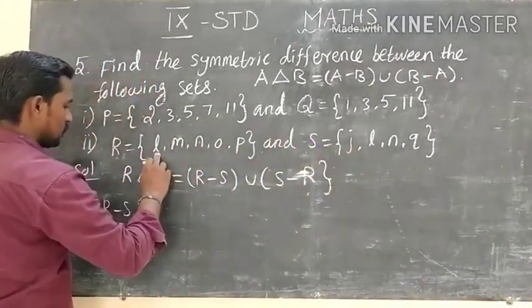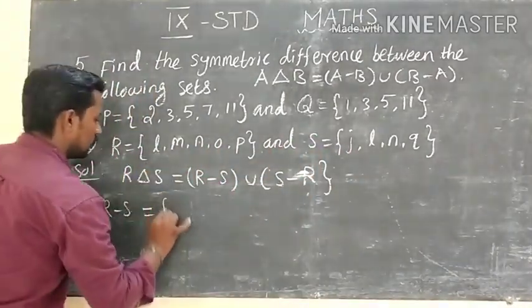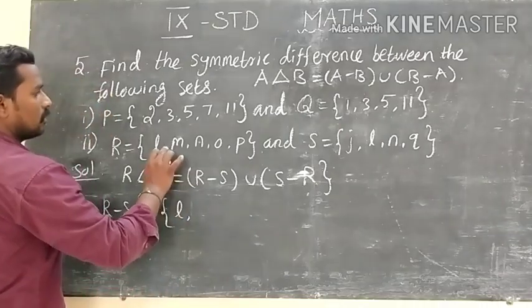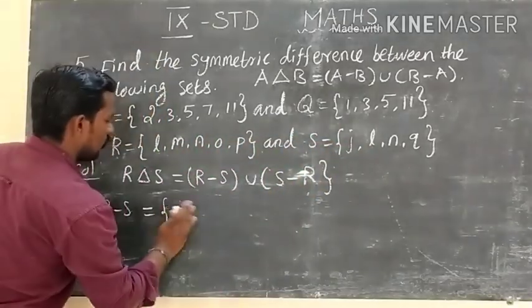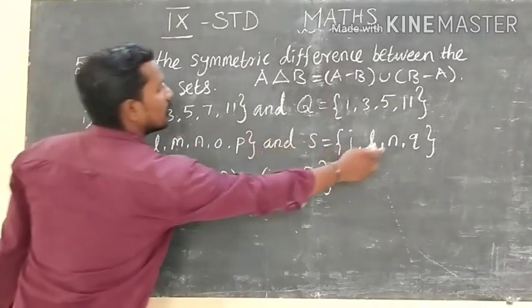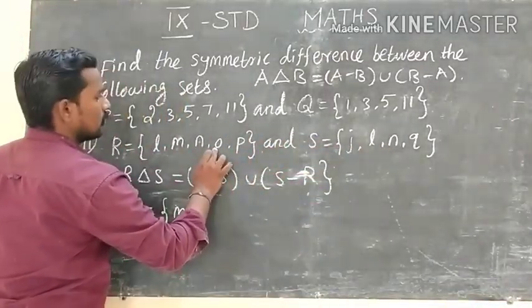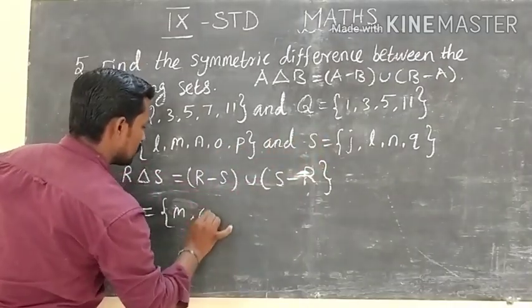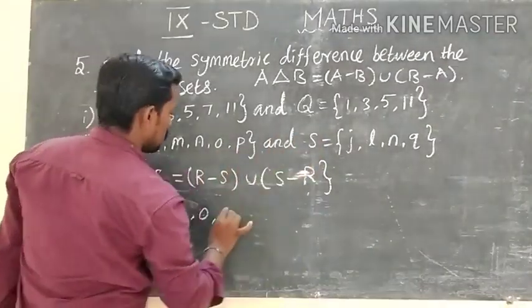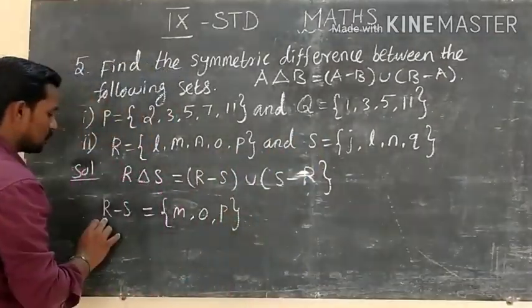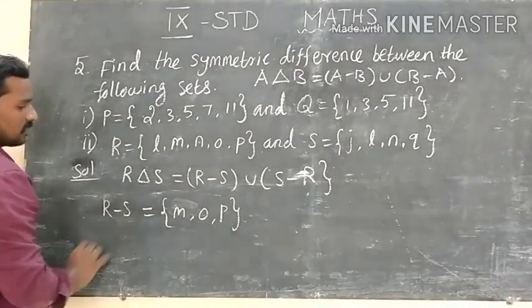First L: R is fixed, so L exists in S, so L is omitted. Then M does not exist in S, so M remains. N exists, so N is omitted. O does not exist, P does not exist, so they remain. That's all. This is the answer for R difference S.